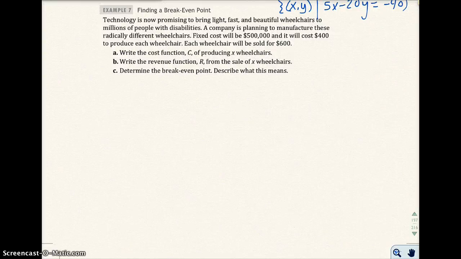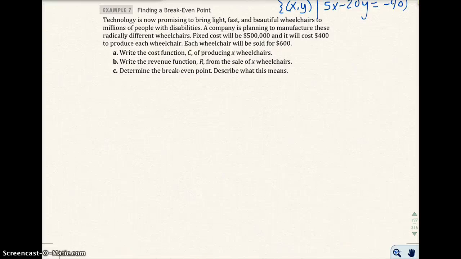Okay, so let's do some word problems with distance. And there's a lot of word problems you can do with distance of equations. We're just going to cover one example in this section, or in these notes. But technology is now promising to bring light, fast, and beautiful wheelchairs to millions of people with disabilities.